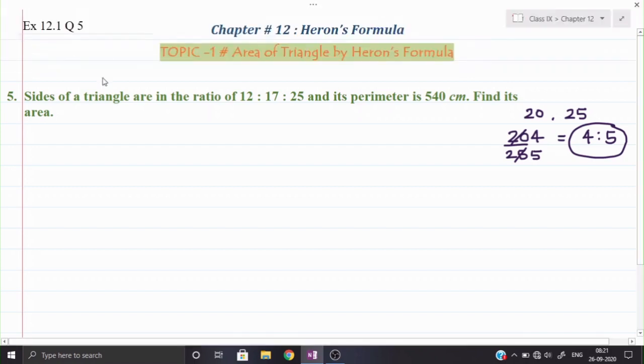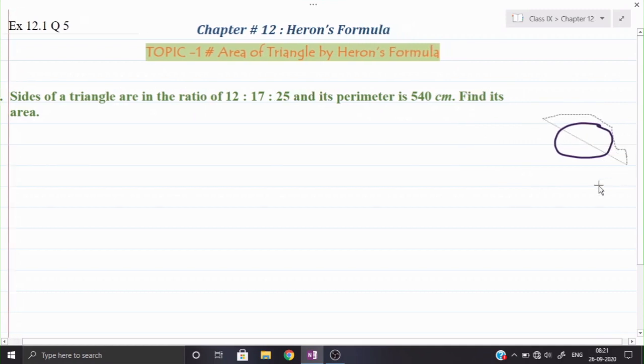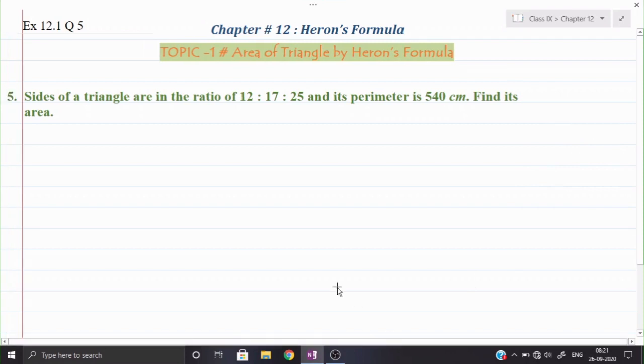So what I will do, I will suppose a common multiple x, and I will multiply all the numbers by x. First of all let me multiply by x, and let us find the values of the sides of the triangle. First we shall calculate the value of x, which is the common multiple, and then further we shall find the area of the triangle. So let us see.